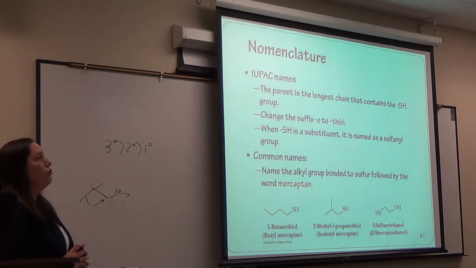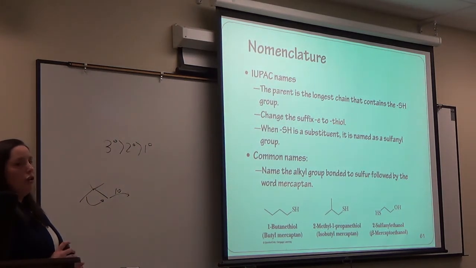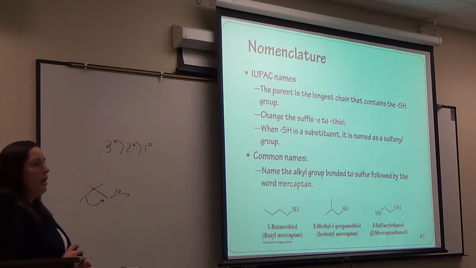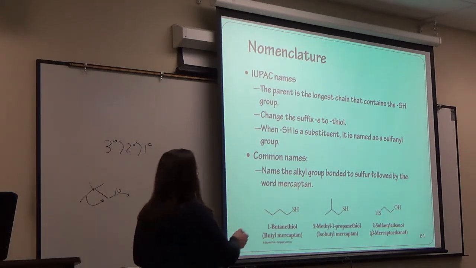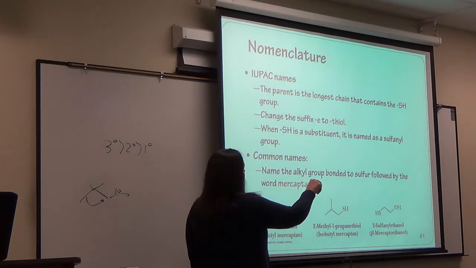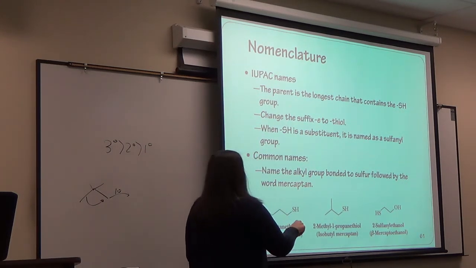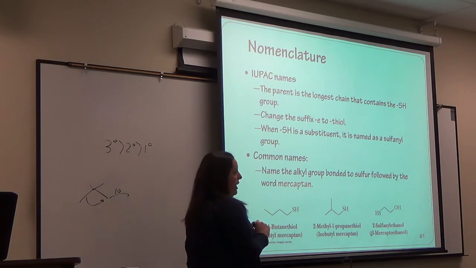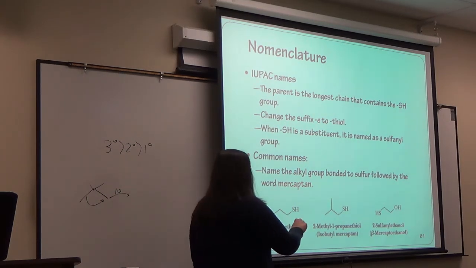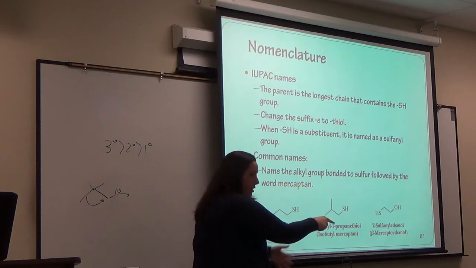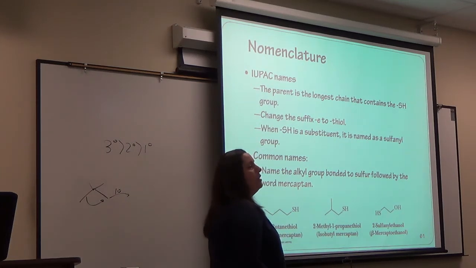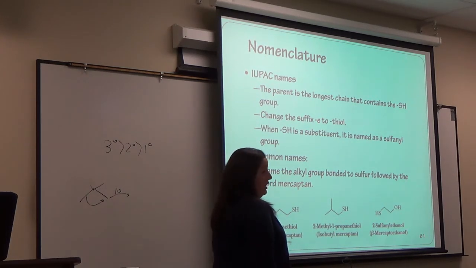For naming, remember for alcohol you drop the E and you add OL. For the thiol, you drop the E and it becomes thiol. But often for pronunciation, they leave the E in there. It's easier to say butanethiol with the E in there. So you should leave the E.